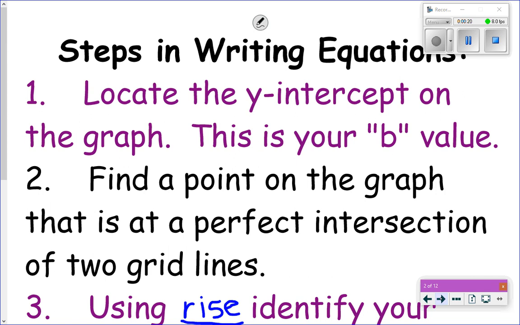You're going to want to write all these out for your notes, and if I'm going too fast, you might have to pause the video to have enough time to write it down. The first step says locate the y-intercept on the graph. This is your b value. The y-axis is the one that goes up and down, so the first thing you need to do is find the point where the line crosses that axis.